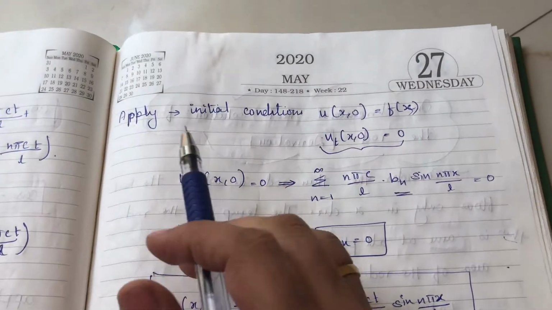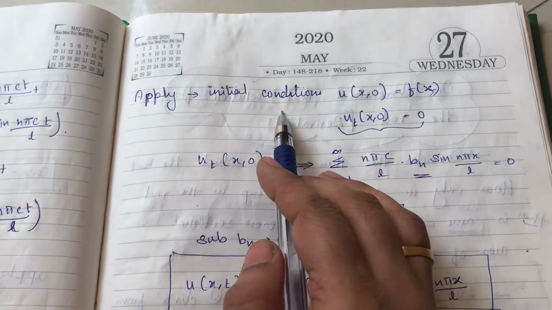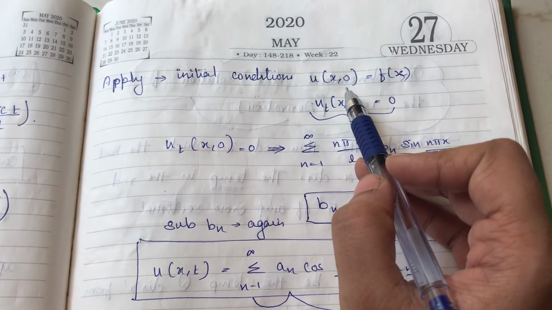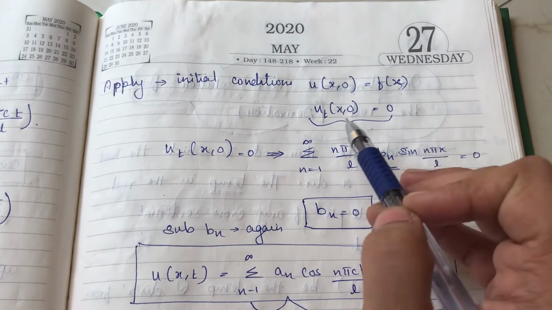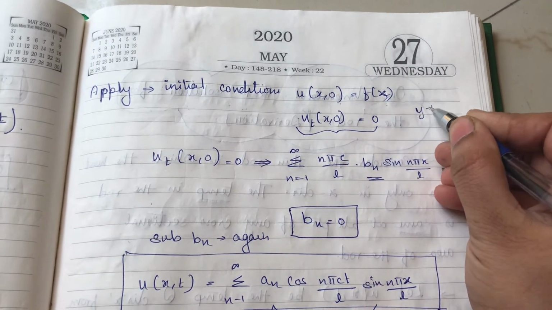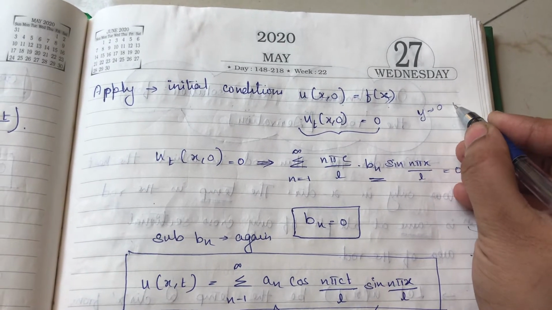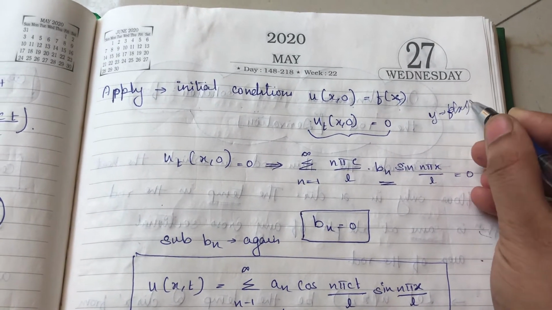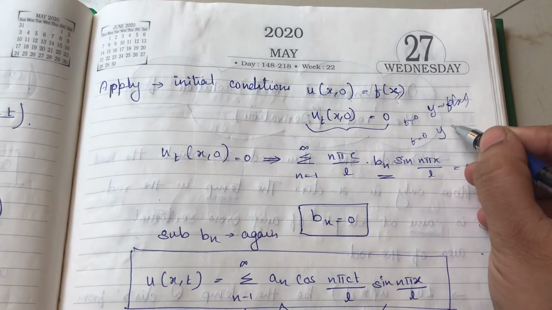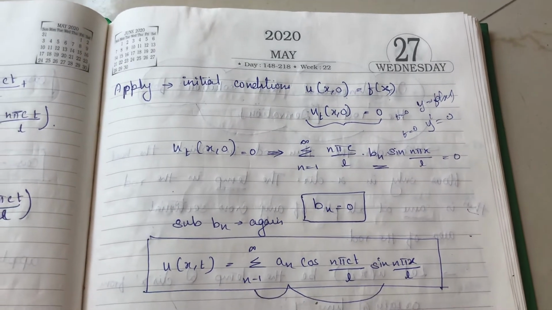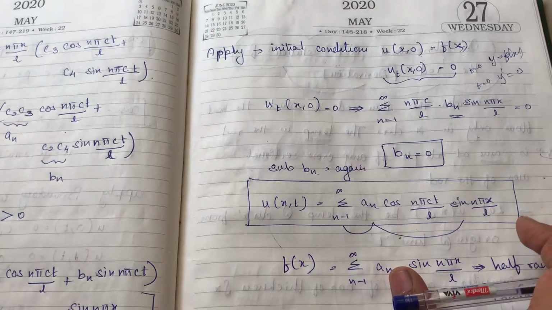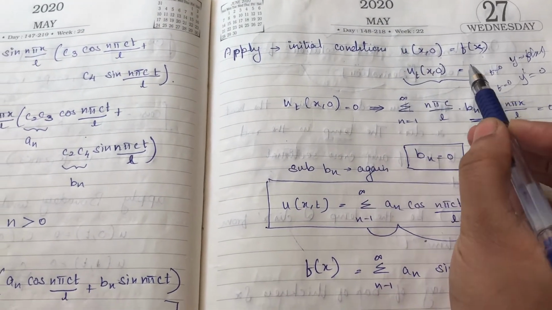Now I am applying the initial conditions. The initial conditions are: u of x comma 0 will be f of x, and ut of x comma 0 will be 0. We know that at t equal to 0, y is equal to f of x, the first condition, and the derivative y dash will be 0. So this is the thing I have applied here.